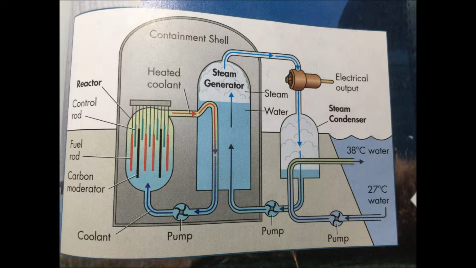This is a diagram of a nuclear reactor, and as you can see, the control rod and the fuel rod help to make it controlled.